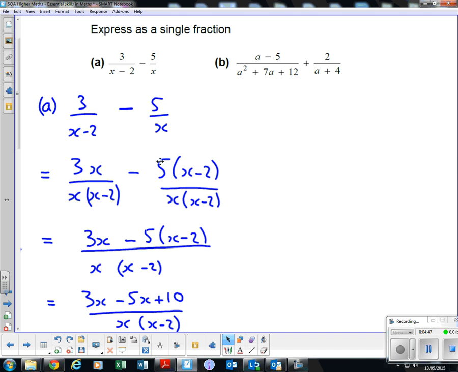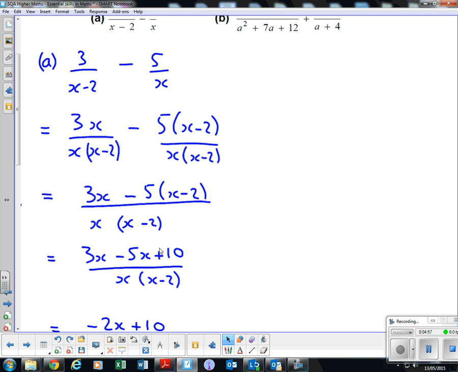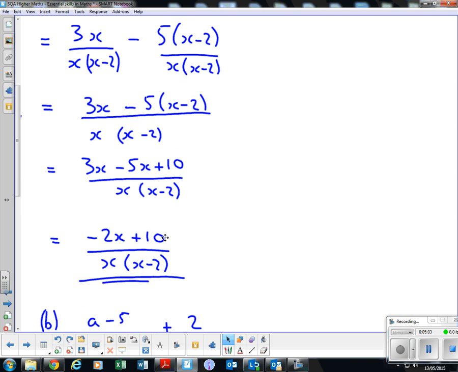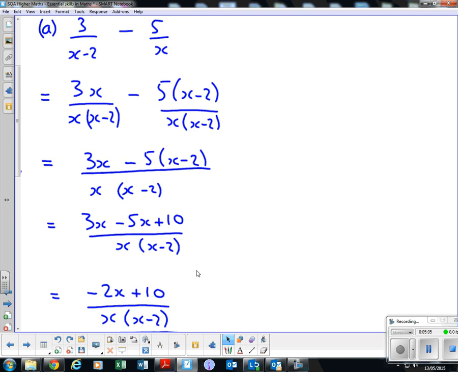And just multiplying out the top, so 3x is just 3x. Here we have negative 5 times x, negative 5 times negative 2, which is where the plus 10 comes from. Tidy up the top of the fraction: negative 2x plus 10 over x minus 2.